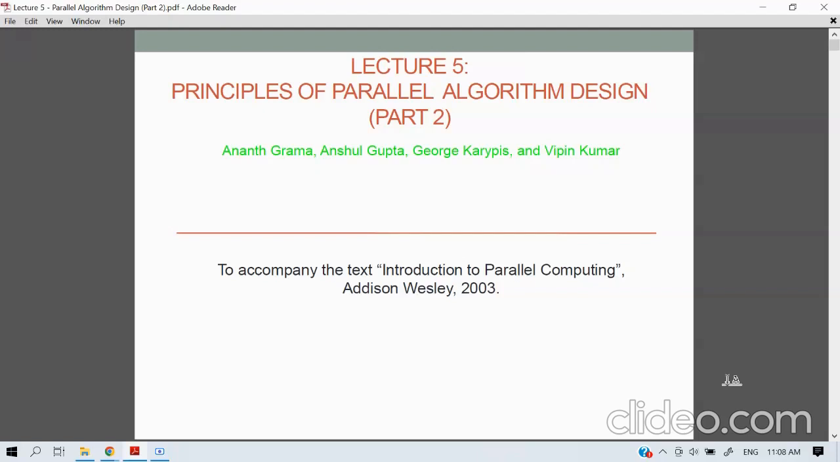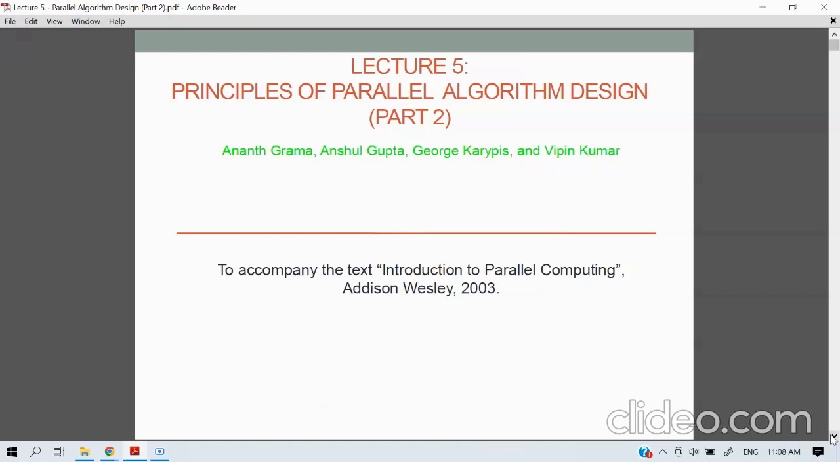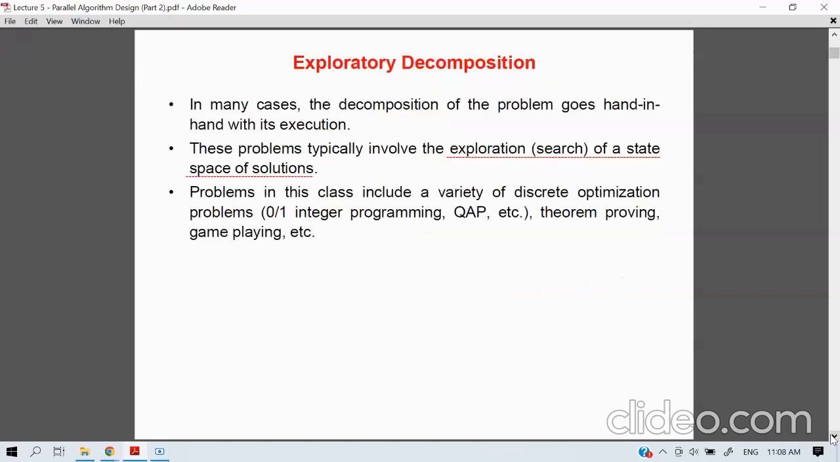So today we want to continue from the previous lecture 4. This is lecture 5, Principles of Parallel Algorithm Design Part 2, where we want to look at another two decomposition techniques that we stopped at in the previous lecture. Okay, so let's look at what are the other subtopics that we will learn in this lecture.